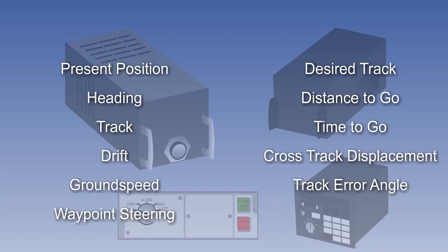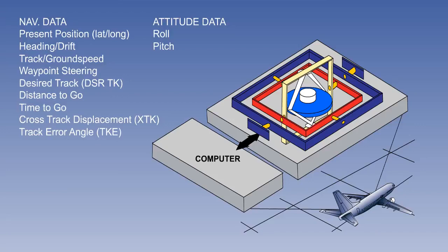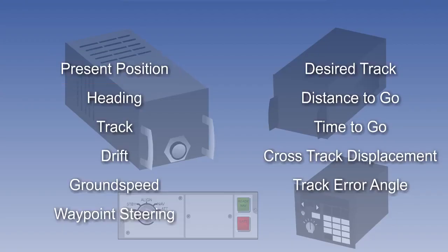In addition to all of these facilities, INS also generates roll and pitch data for attitude instruments. It is often assumed that the most important single advantage of INS over previous systems is that it produces a continuously computed present position with no dependence on external references.